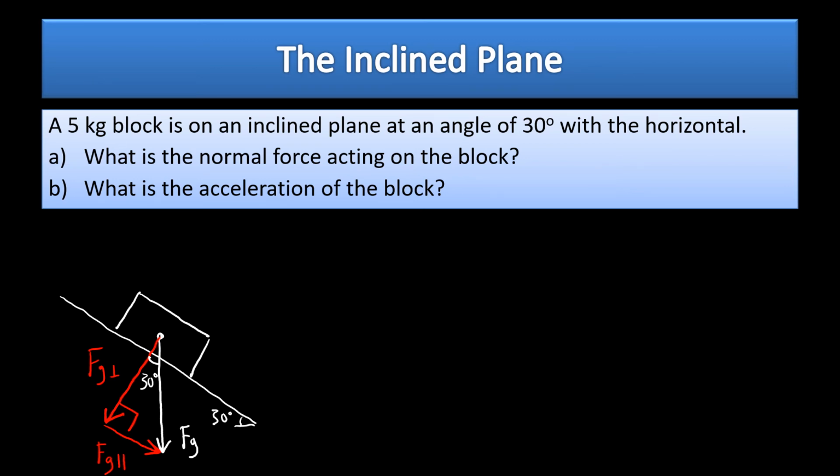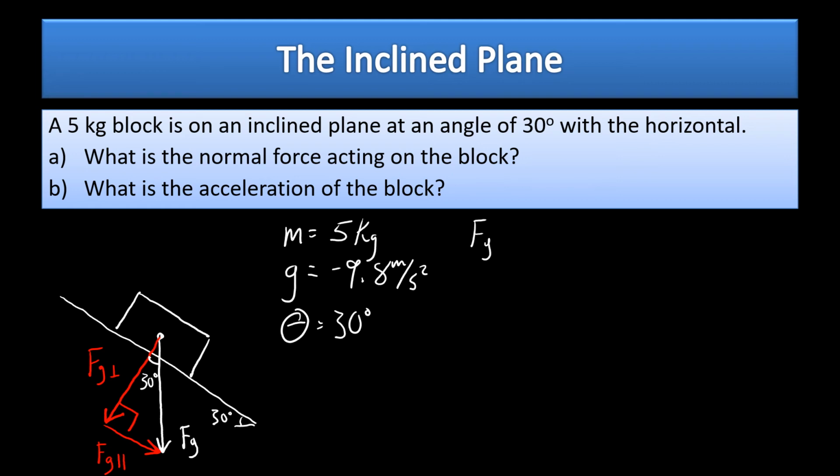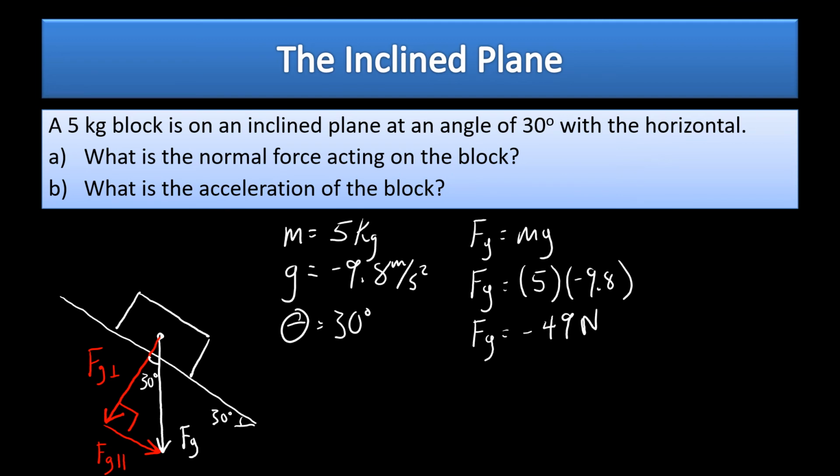So we also know some information from the problem. We know the mass, all right? The mass of the block is 5 kilograms. We know we are on Earth, so that's negative 9.8 meters per second squared. And we know theta is equal to 30 degrees. So the strategy is to find the weight first. Fg is equal to mg. Fg is equal to 5 times negative 9.8. So you're being pulled straight downward towards the center of the Earth with negative 49 newtons.